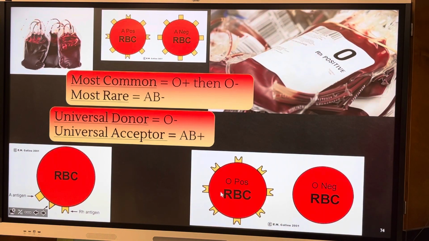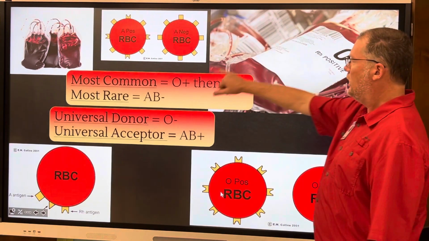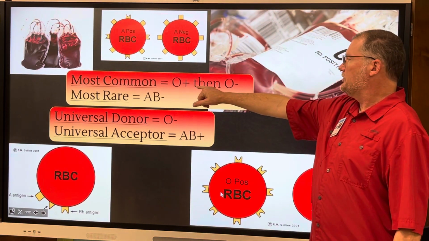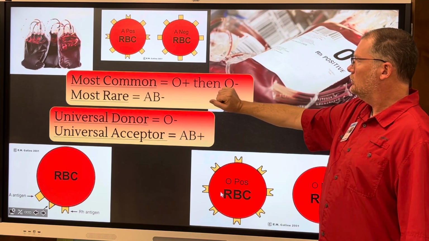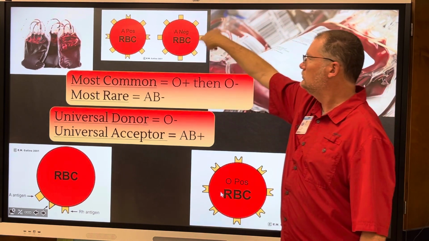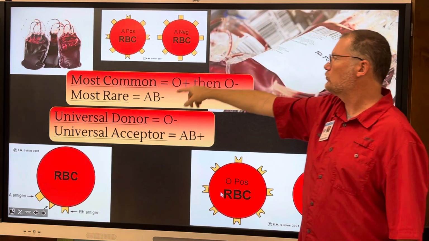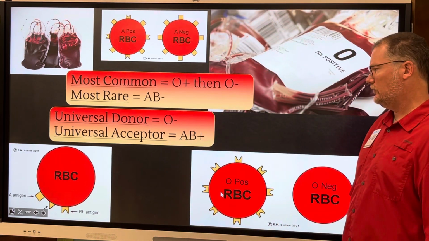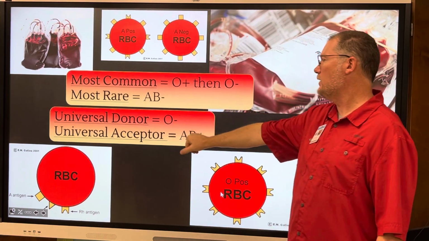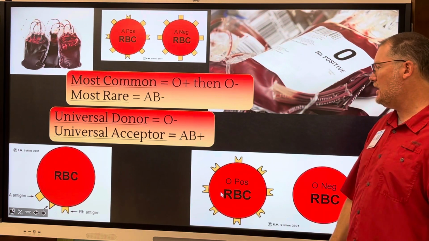And then this part is on the bottom of page 15. Most common are O positive and O negative, and that has to do with the proteins, the negative part. The most rare is AB negative. The universal donor is O negative, and the universal acceptor is AB positive.